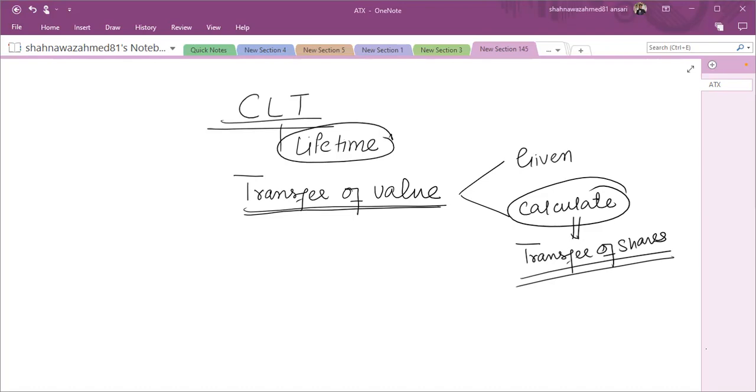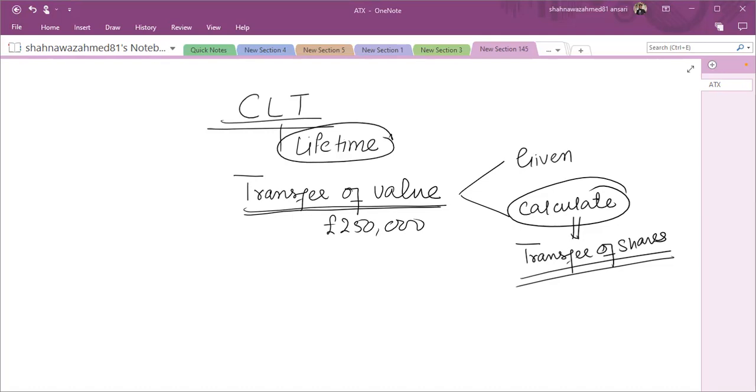We'll respond to you accordingly. So suppose that a transfer of value has been given to you in the question. Suppose it is 2,50,000. Mr. A has given a gift to his daughter worth 2,50,000, or to a trust worth 2,50,000. What do you have to do? You have to use a format. Let me show you my slides where you can find this format.